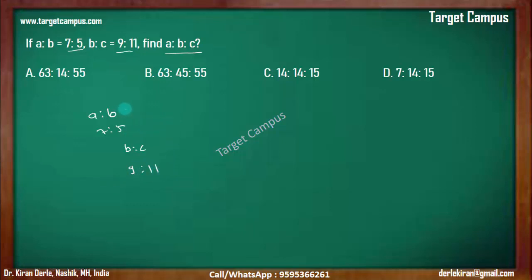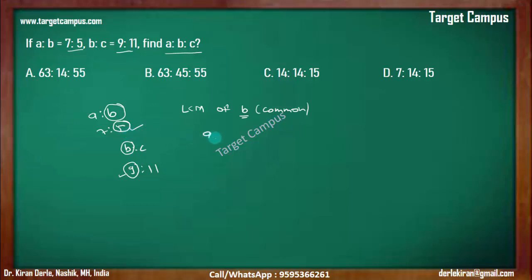So what is common in both the things is b. But here we have 5 and here we have 9. So we have to make it common, and how we can make it common is by taking LCM. Take the LCM of b, that is the common term. So 5 and 9 LCM is 45.